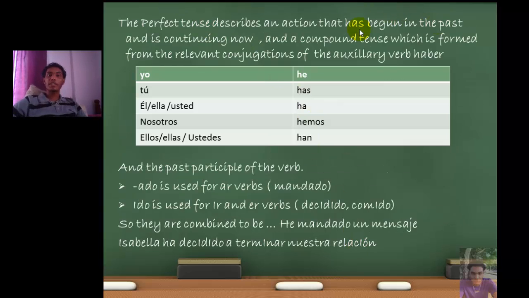Okay. The perfect tense. This describes an action that has begun in the past and is continuing now. This is how we form the perfect tense, and then we add the relevant participle, which would be ado for AR verbs and ido for IR and ER verbs. So you'd say he mandado, I have sent.